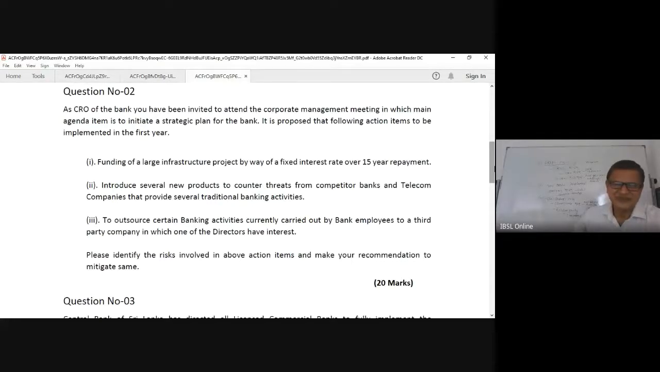competitor analysis. To outsource certain banking activities currently carried out by bank employees to third parties, it's a compliance risk, and also partly corporate governance. We also discussed these two activities in detail in our lectures.